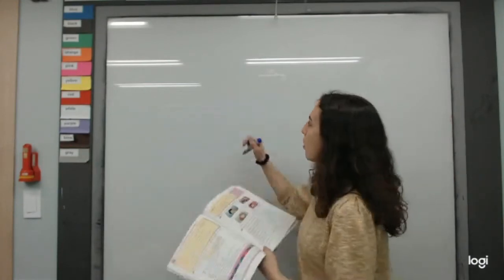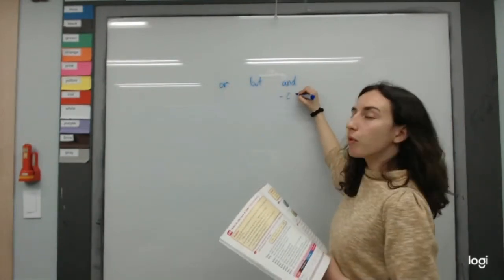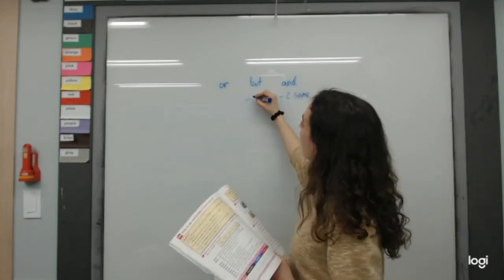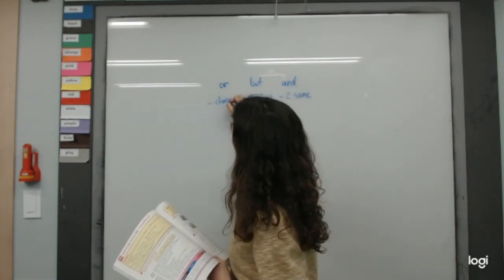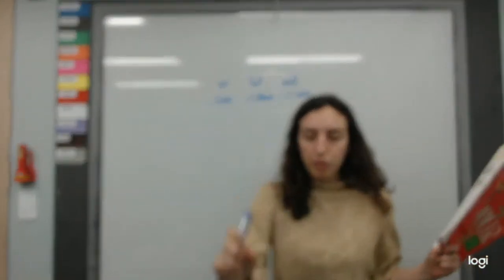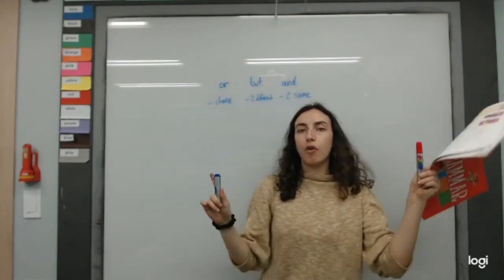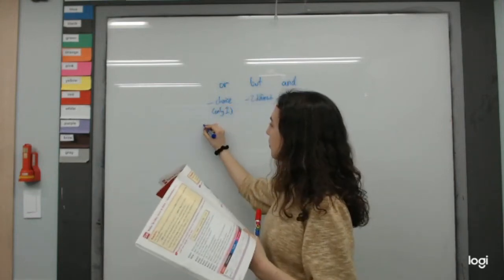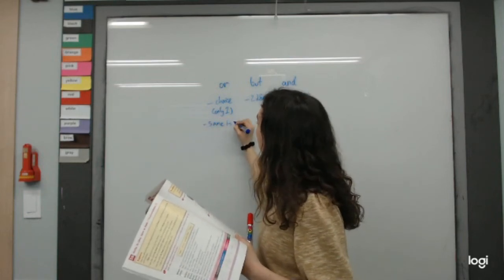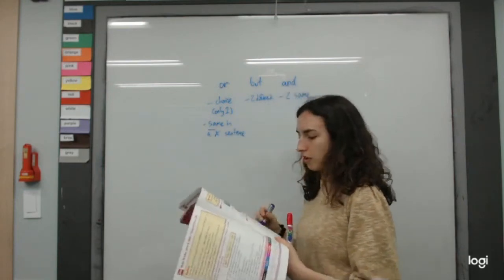Okay, so let's see. We have to talk about this part. So for this part, we need or, but, or, and. So if you remember, we have and when we have two the same, and but with two different. We use or if we have a choice, we can pick blue or red. We can't have blue and red together. We have only one, blue or red. So choice, only one we can choose, or we use it with the same in a no sentence. Okay? So let's go through this.